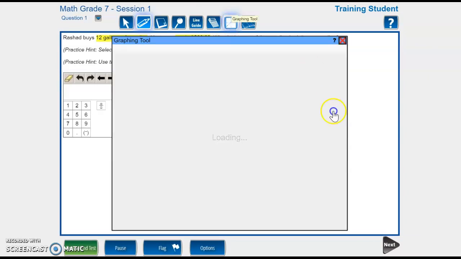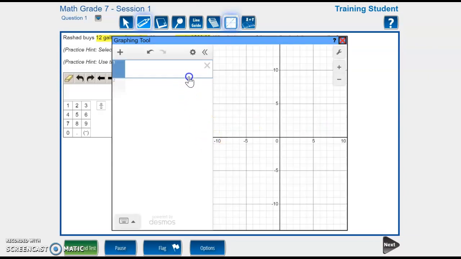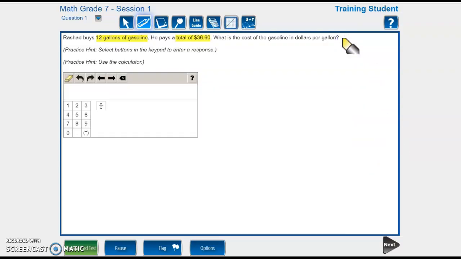You also have a graphing tool, which is Desmos. 8th graders will most likely use this more, but you can type in an equation and it'll graph it for you. So if you need to see what your y-intercept is, then you can type in that equation and then find your y-intercept, or whatever the question might be asking. Super nice tool to have.